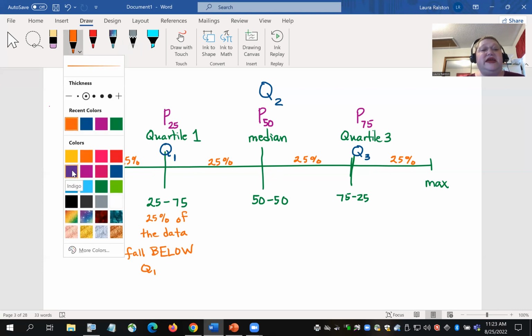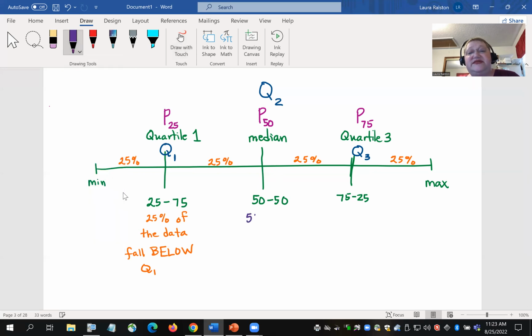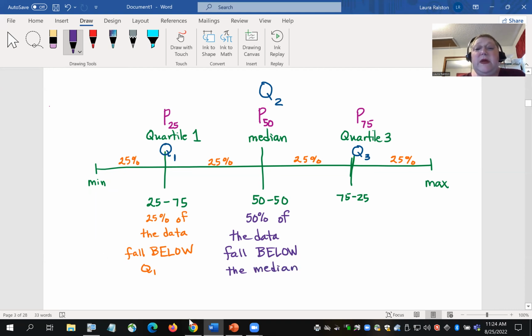For the median, we would say 50% of the data fall below the median, or actually even above the median.